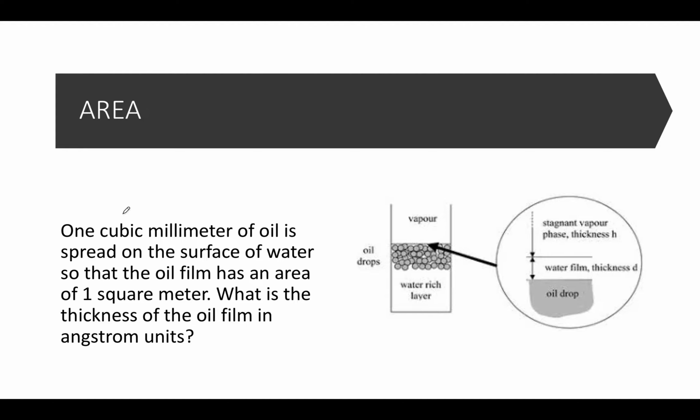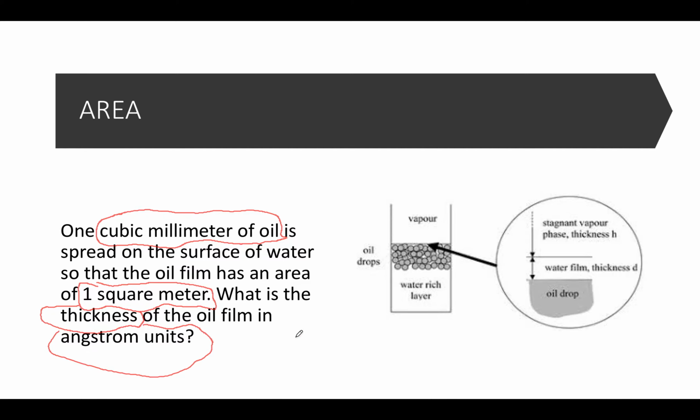They give us 1 cubic millimeter of oil. So this is the volume that's spread on the surface of water so that the oil film has an area of 1 square meter. So here I'm circling the important things from the question. What is the thickness of the oil in angstroms? So they're looking for thickness, and in which units they want it? They want it in angstroms.